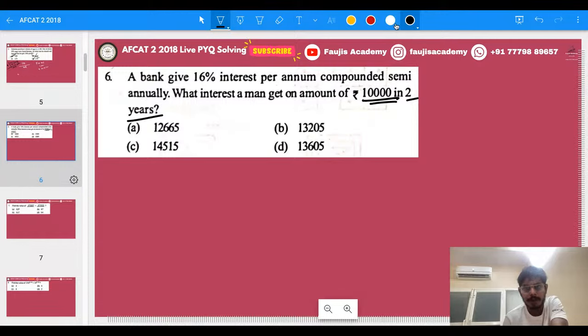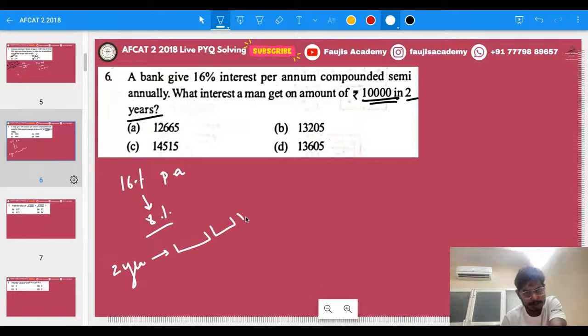Okay, so if 10,000 rupees is the amount that is being invested for 2 years, and he is getting 16% per annum, that means half yearly he is getting 8%, isn't it? And in 2 years, there will be a total of 4 time periods, 6 months, 6 months, 6 months, and another 6 months, right? So can we say there are 4 different interest periods of 6 months at 8%?